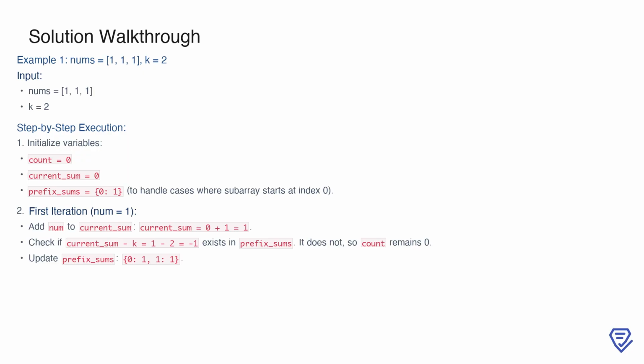During the first iteration, the current number is 1. Adding this to current_sum gives us 1. We then check if the difference current_sum - k, which is 1 - 2 or -1, exists in the prefix_sums dictionary. Since it does not, count remains 0. Finally, we update prefix_sums to include the new current_sum, so it becomes {0: 1, 1: 1}.